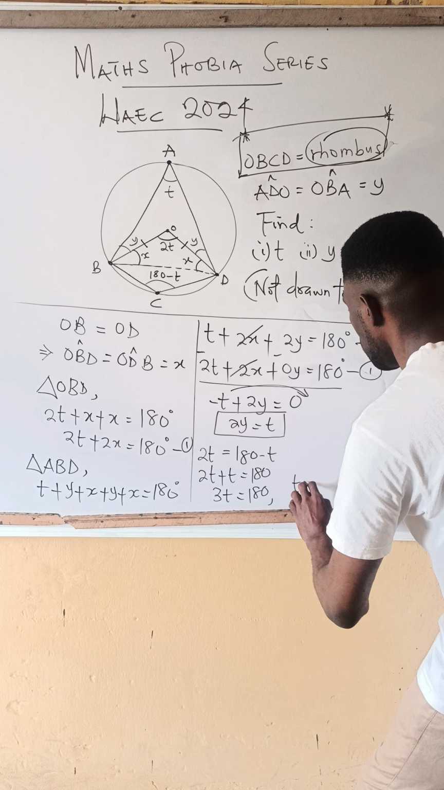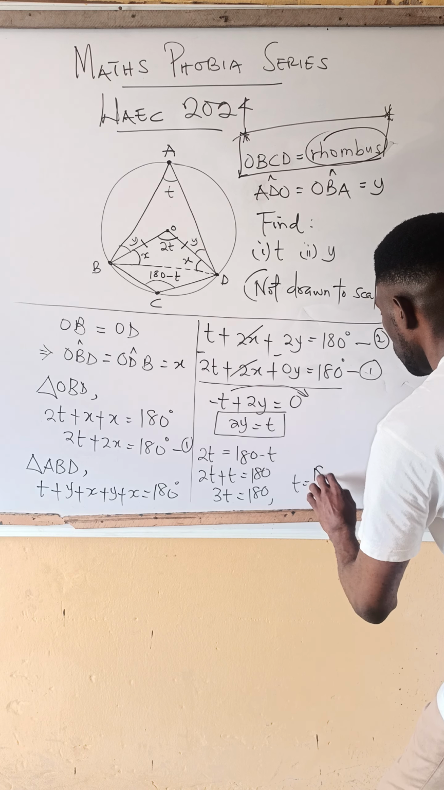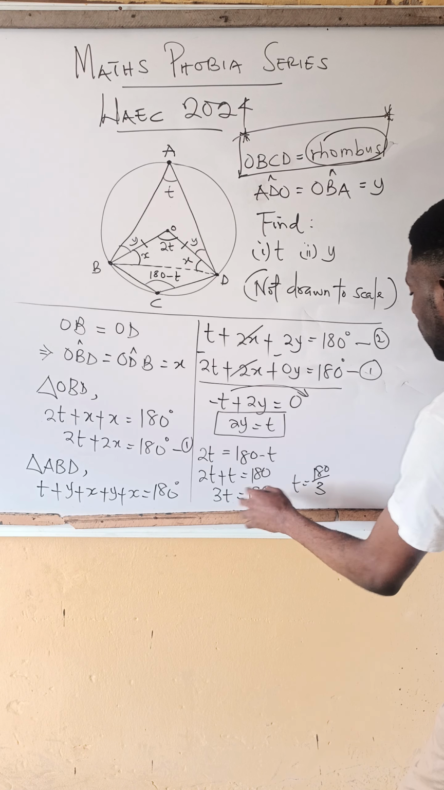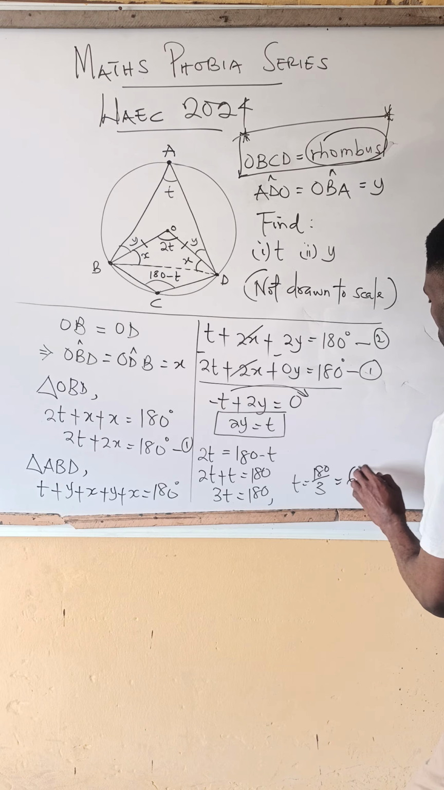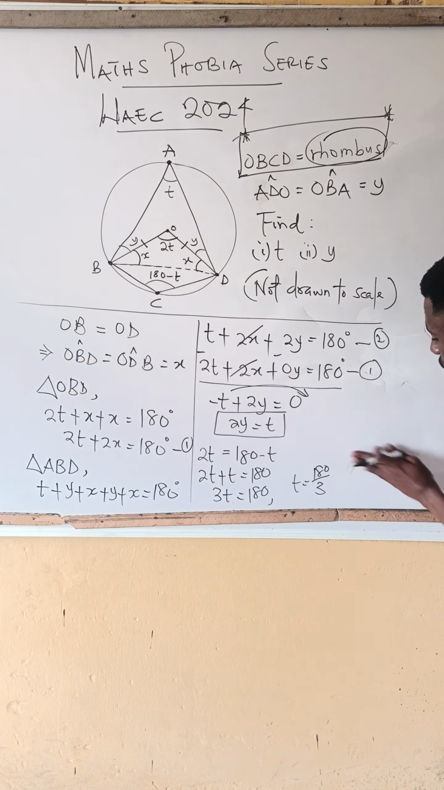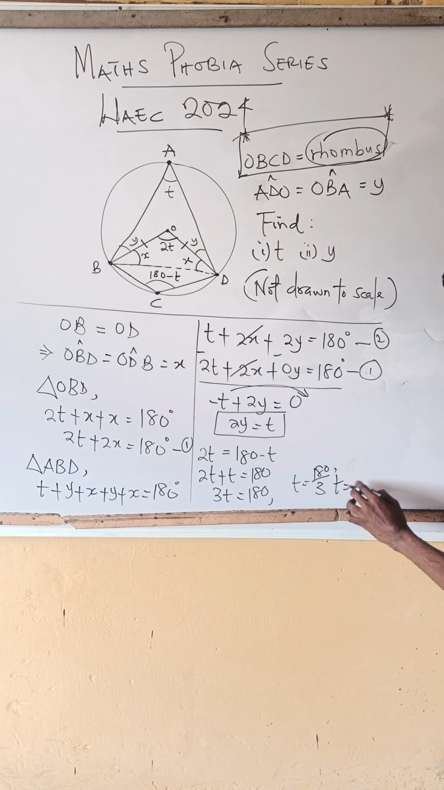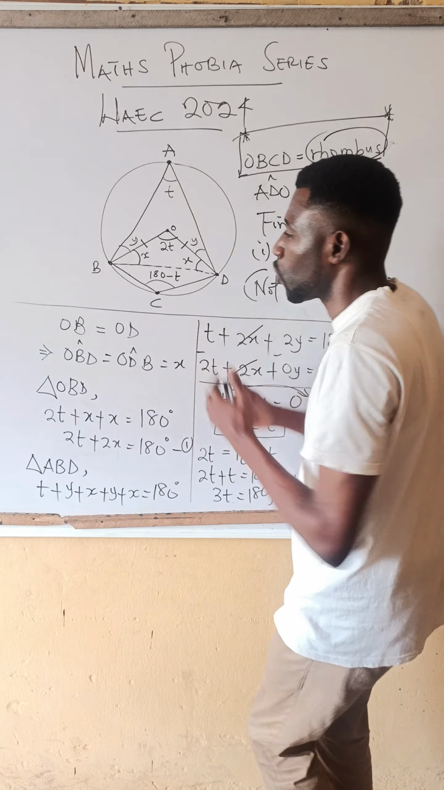Meaning we are going to have t equals 180 over 3, when you divide both sides by 3. And our t is what? 60 degrees. So we have t equals 60 degrees. And we have gotten our t. We have been rescued, right, from this situation.